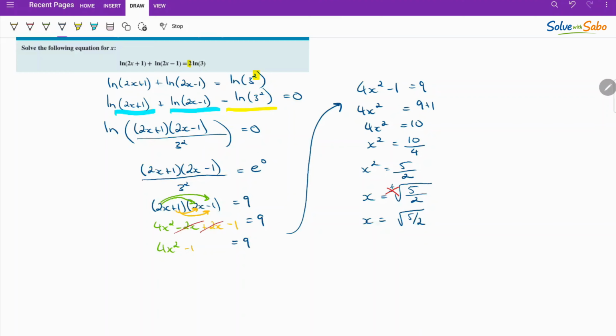We could, of course, put that in our calculator, which we'll do now. And that's going to give us an answer of 1.58. Again, you've got your exact value solution, root 5 over 2, and then you've got your decimal solution of 1.58.